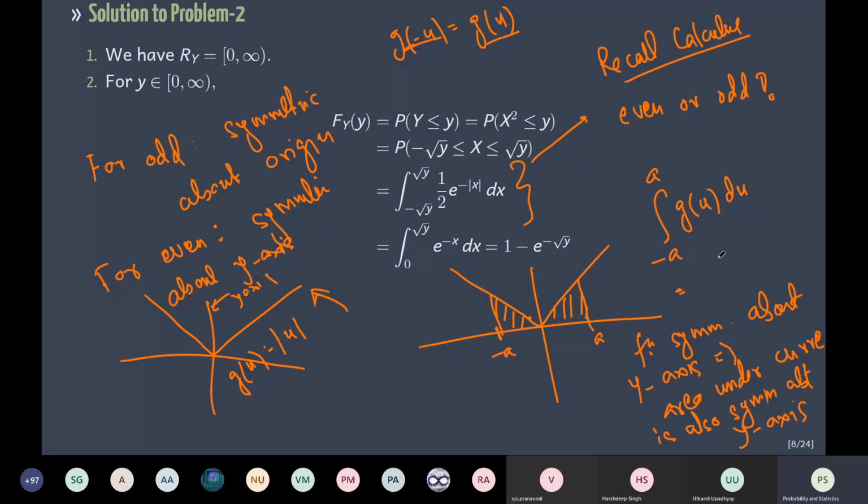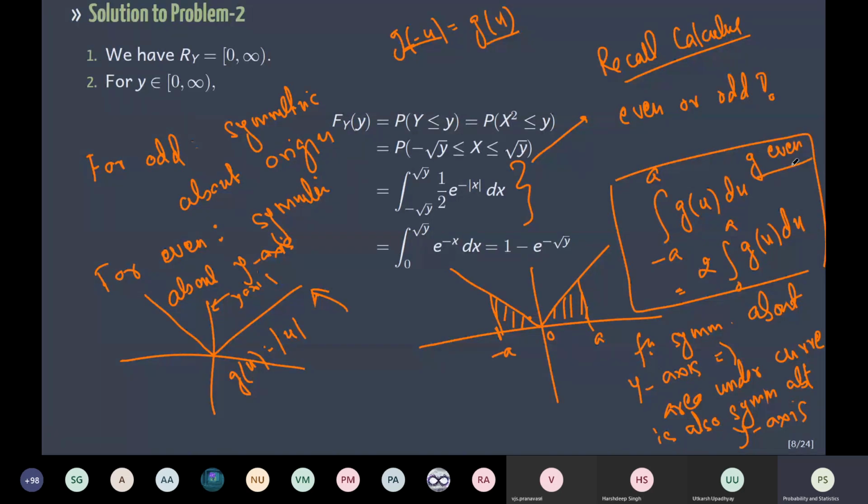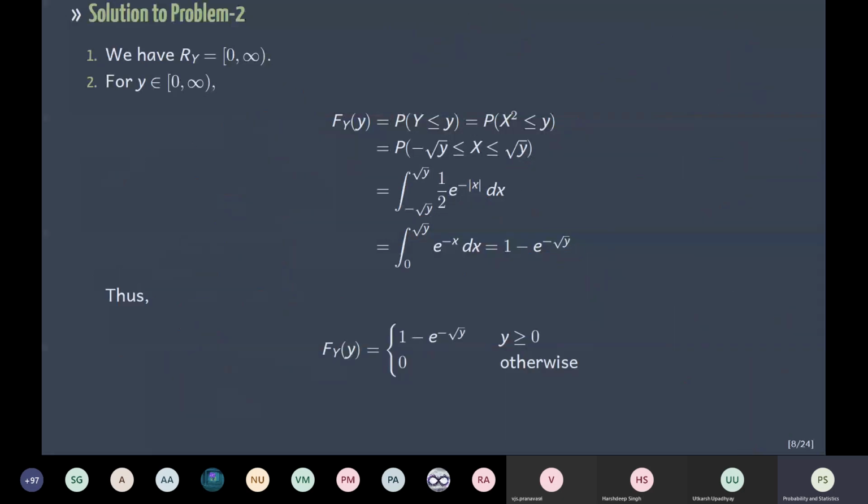So we can simplify this, right? We can write instead 0 to a and then twice the area. So it's twice the integral from 0 to a of g of u du. So that's the simplification we can do, if g is even. Okay, so that's the property we have used here. This is minus a to a and this is an even function, so we have written two times the integrand. And then we have changed the limits from 0 to square root y. And then if we integrate this, we will get something in terms of y. So that's the CDF.